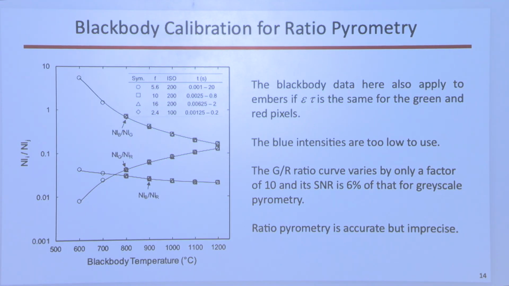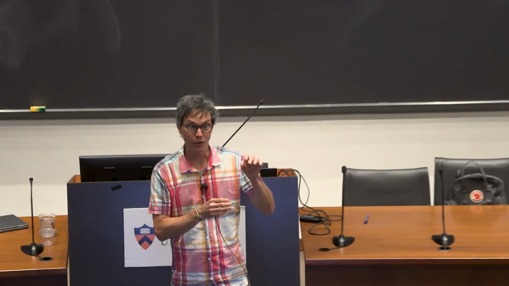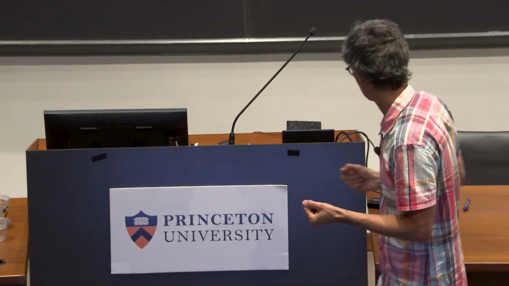Okay, so the third bullet here is that the GR ratio, green divided by red, varies only by a factor of 10, and its signal-to-noise ratio is much lower. It's only 6% of the grayscale pyrometry. So the ratio pyrometry, while it's accurate, we believe it accounts for the emissivity and the ash transmittance, but it's not very precise. It's a noisy measurement. And actually, what I'll show in a few minutes is that we think we found a way where we can have the best of both worlds. We can combine the ratio pyrometry for its accuracy and the grayscale pyrometry for its precision.